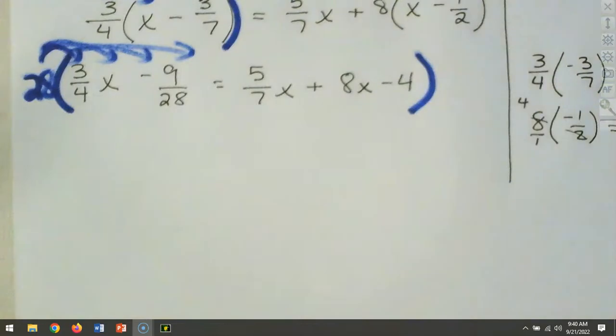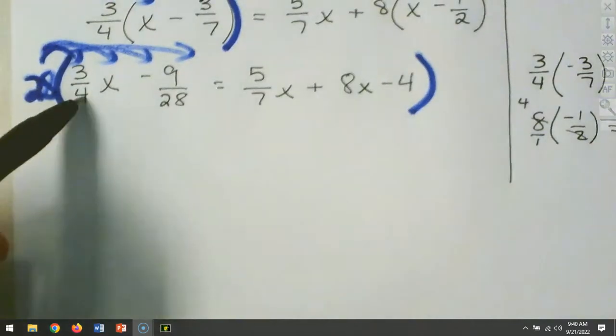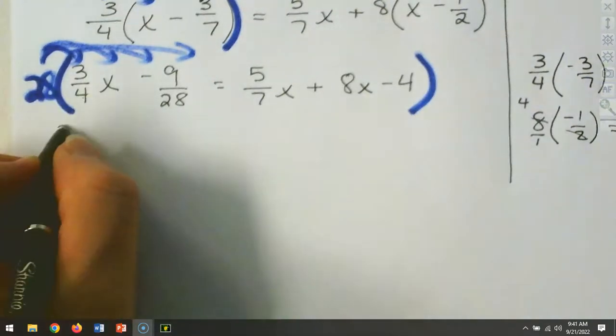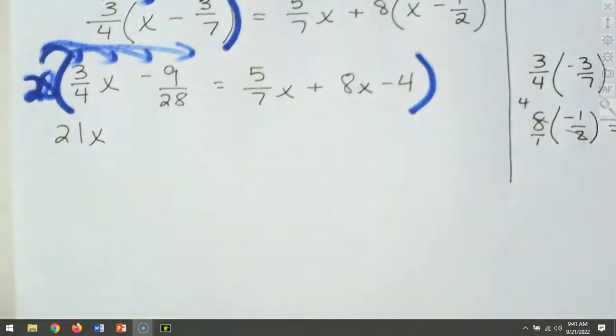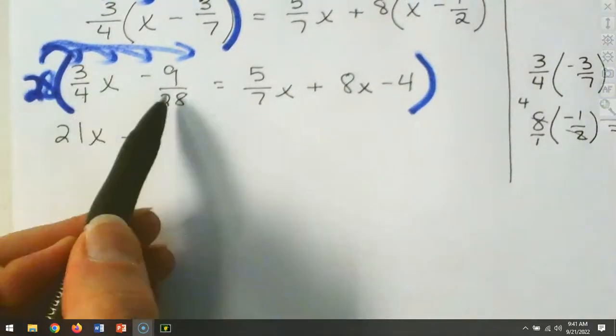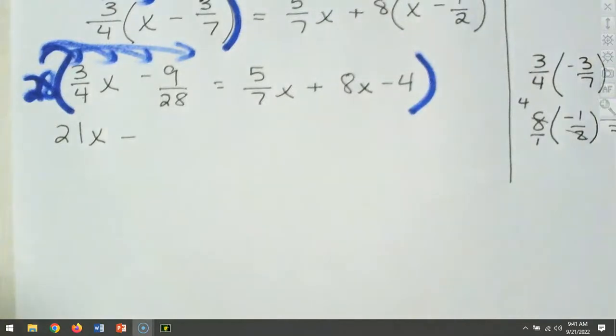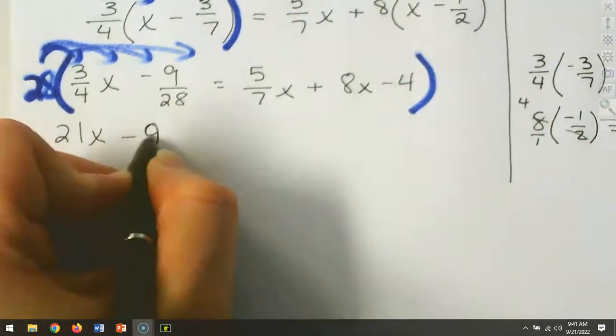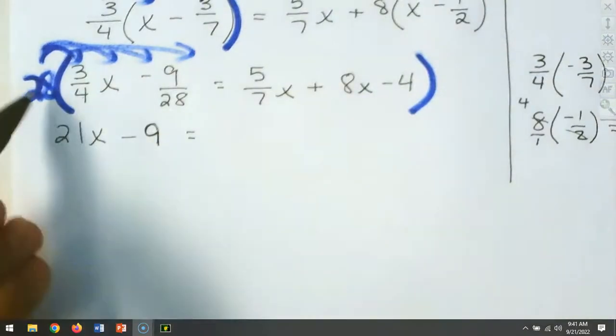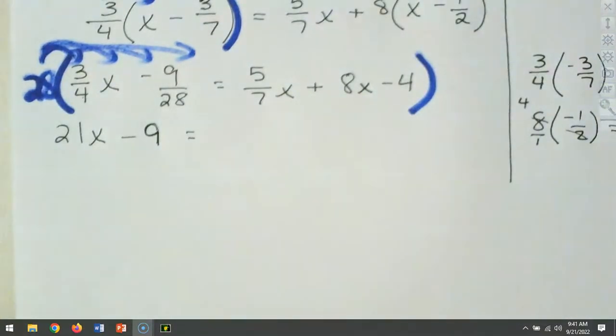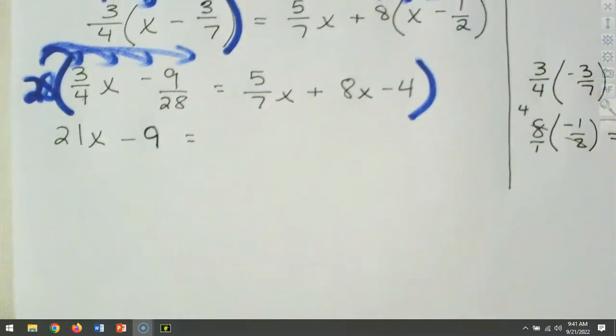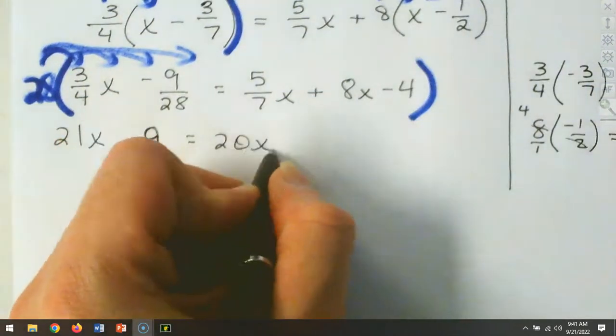Clear our fractions by dividing and multiplying. Divide by the number below, multiply by the number on the top. So 28 divided by 4, 7. 7 times that 3 makes it a 21x. Next, 28 and 28 cancel out directly. What's left over? Negative 9. 28 divided by 7. Okay, 28 divided by 7, that's a 4. 4 times 5 makes it a 20x.